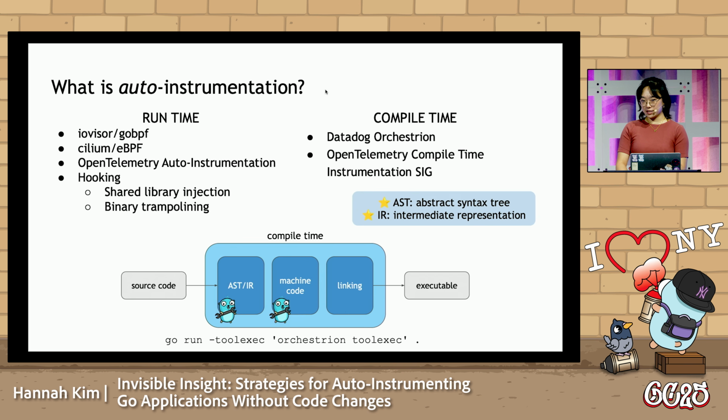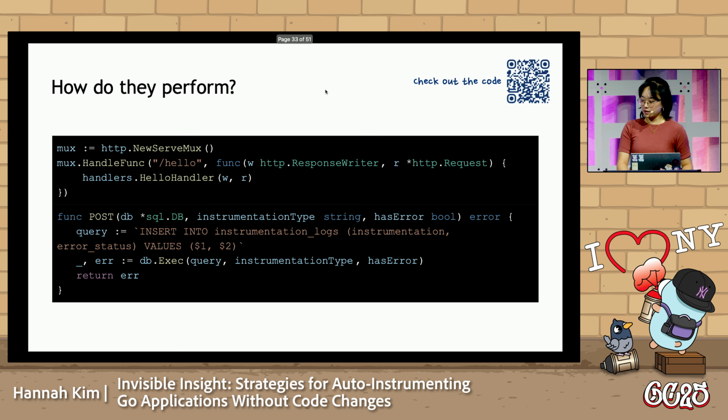Okay. So we're getting towards the end of the intro to this presentation. And for the rest of it, I'm going to be talking about how one approach in runtime and one approach in compile time perform and how they compare to each other. So for the purposes of this presentation, I'm going to look at the OpenTelemetry auto-instrumentation eBPF approach. And then for compile time, I'm going to look at Orchestrion.